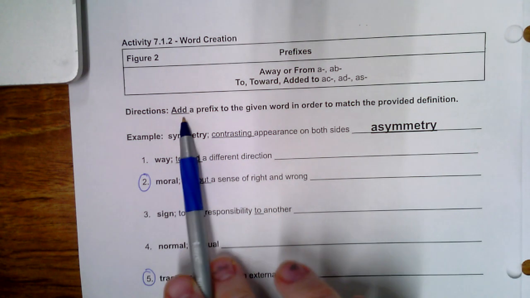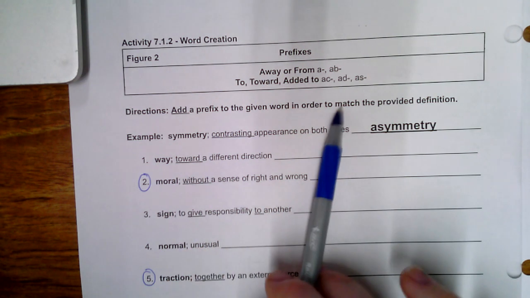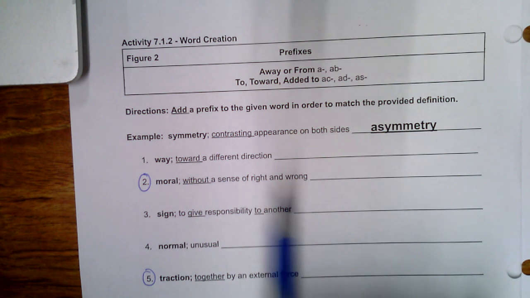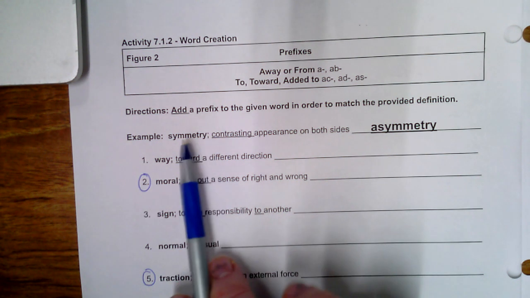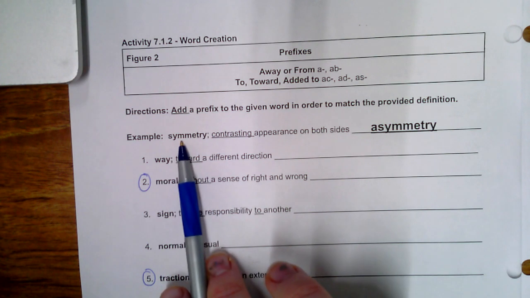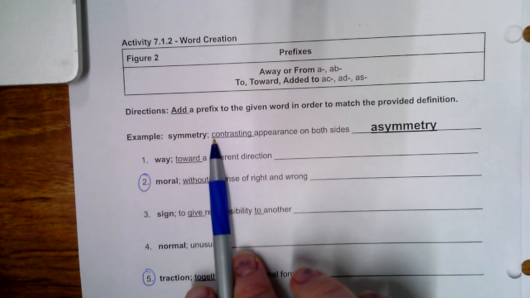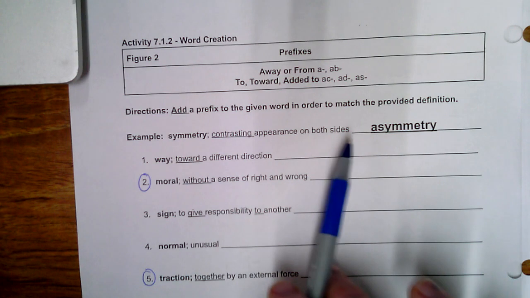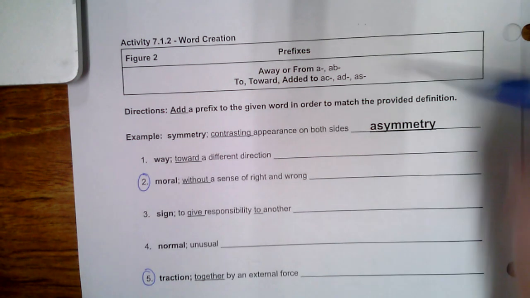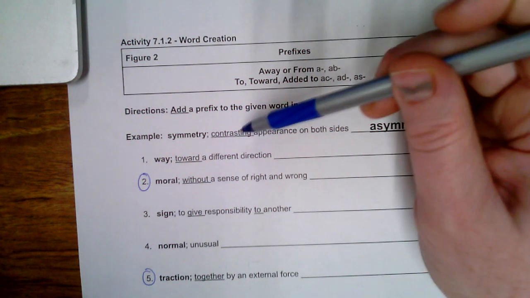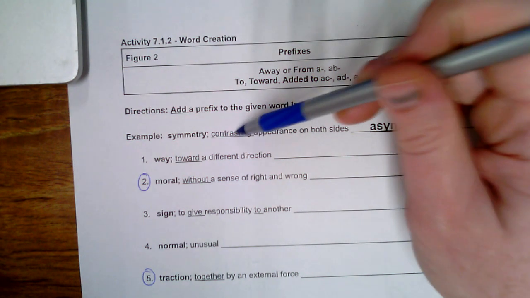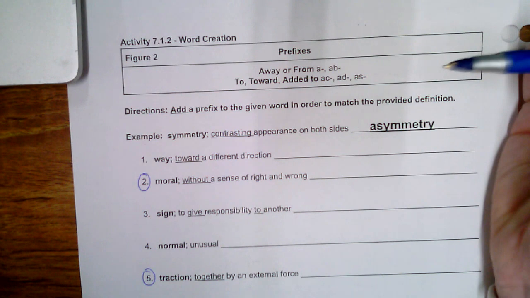So it says, add a prefix to the given word in order to match the provided definition. For example, the given word is symmetry, but we need to change the word symmetry by adding a prefix so that it means contrasting appearance on both sides. Symmetry means something is symmetrical, means it's the same on both sides. We want it to be contrasting, that means the opposite.